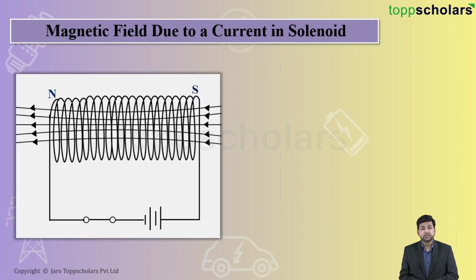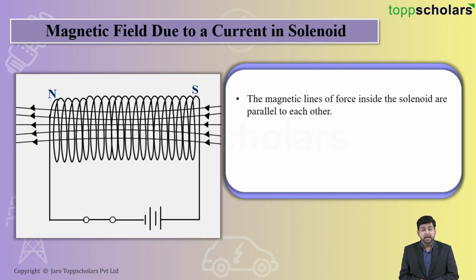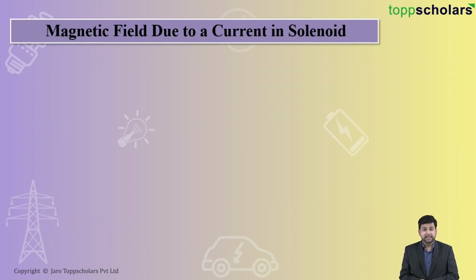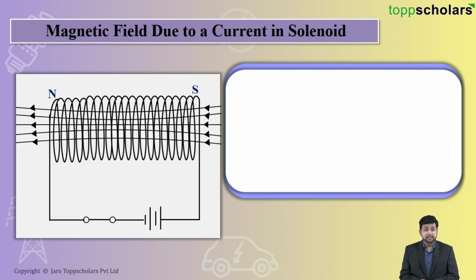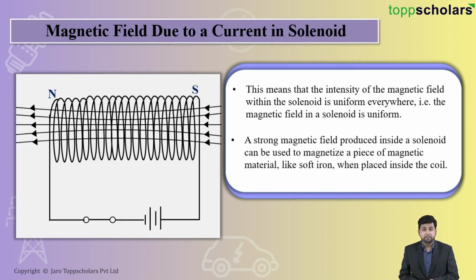When you consider a solenoid, the magnetic field inside the solenoid is uniform. That is, the magnetic lines are parallel to each other. So as the magnetic lines are parallel to each other, we can say that the magnetic intensity inside a solenoid is uniform. So what exactly does it mean? That the magnetic intensity inside the solenoid is uniform. And because of that we can say a solenoid behaves as a uniform bar magnet.